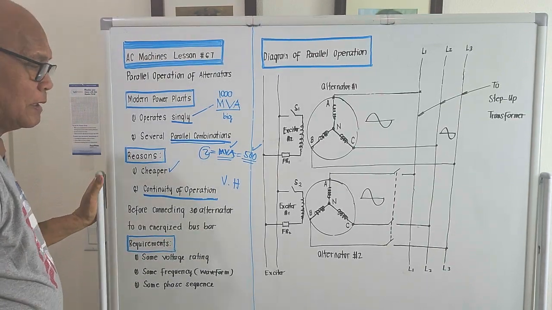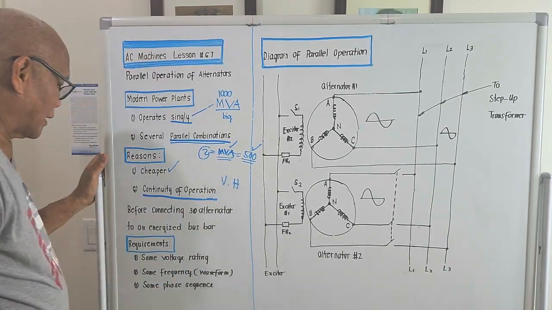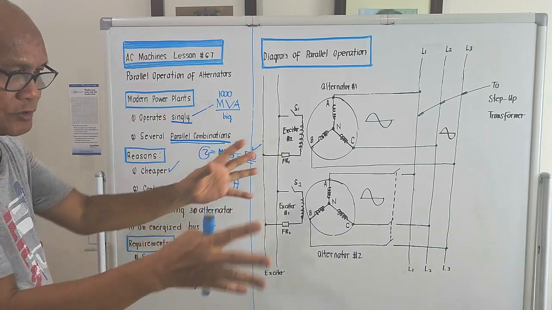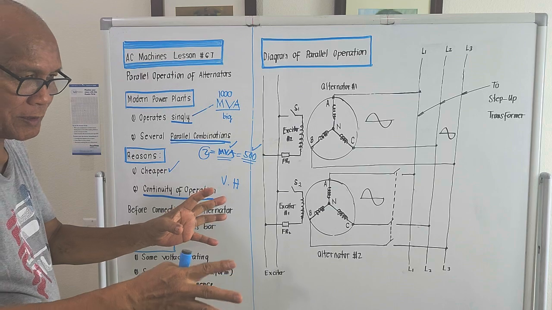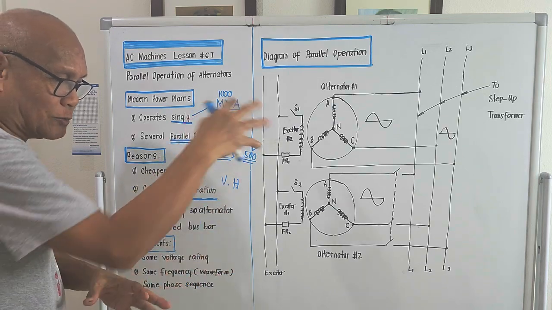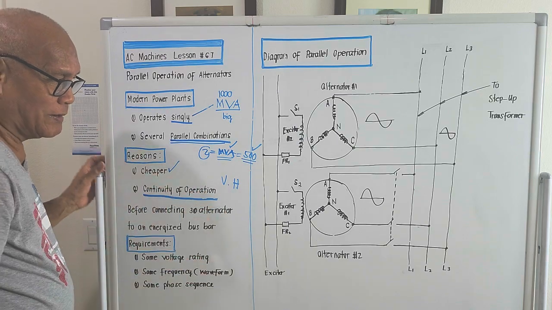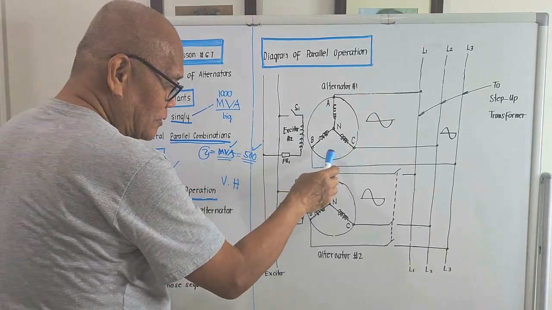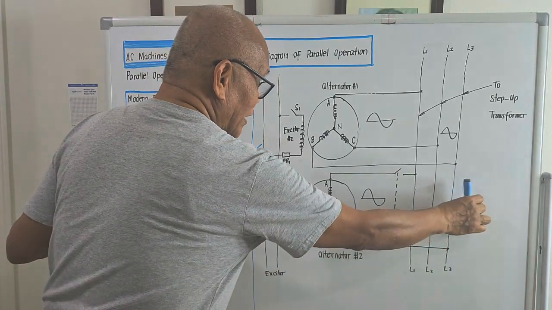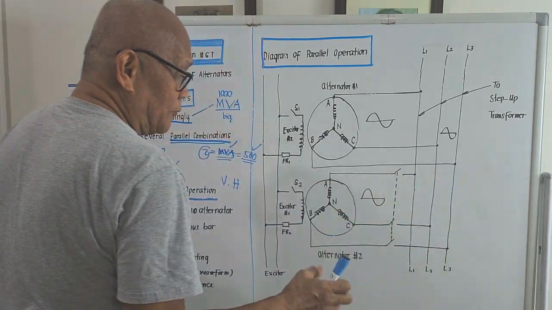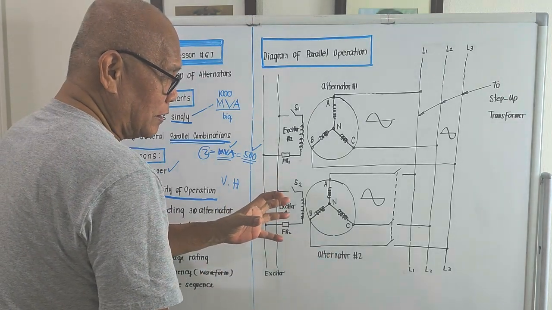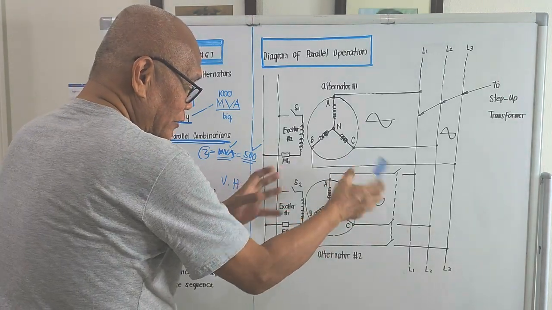Okay, let's bring out the requirements, in which we just assume for the meantime that we are connecting one alternator with respect to another one. So we have a first alternator supplying line number 1, line number 2, and line number 3. And if we connect a second alternator in parallel with alternator number 1, this should be the connection.